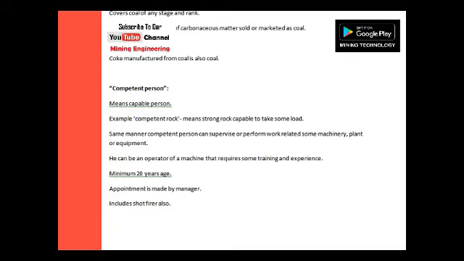Like that, in our mines, in the coal mines, we can consider an overman a competent person. He is trained to work under authorized supervision, risk management and first aid. These qualities should be trained into him, and he has to perform his best. To get the competency, the minimum age is 20 years, and he should be appointed by the manager. A shotfirer is also a competent person.